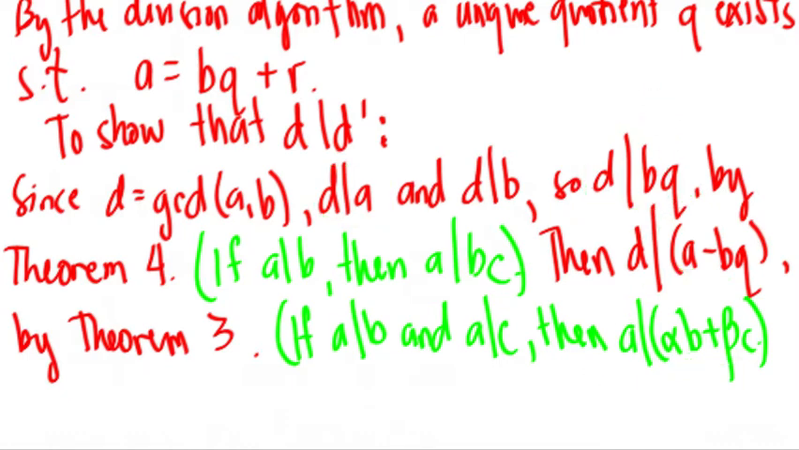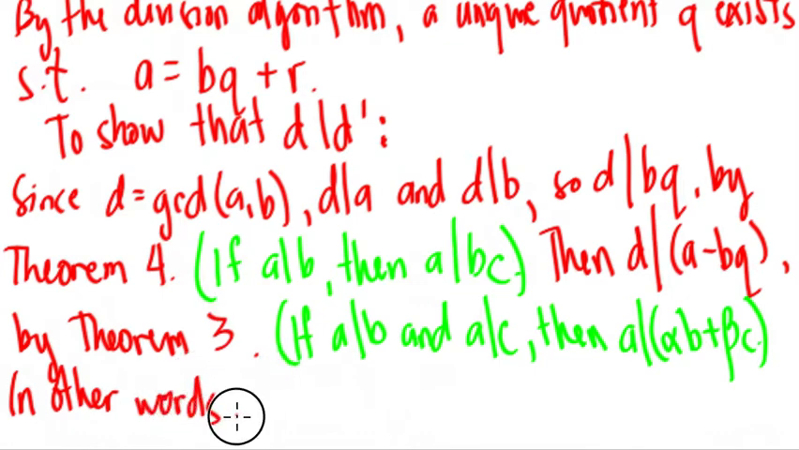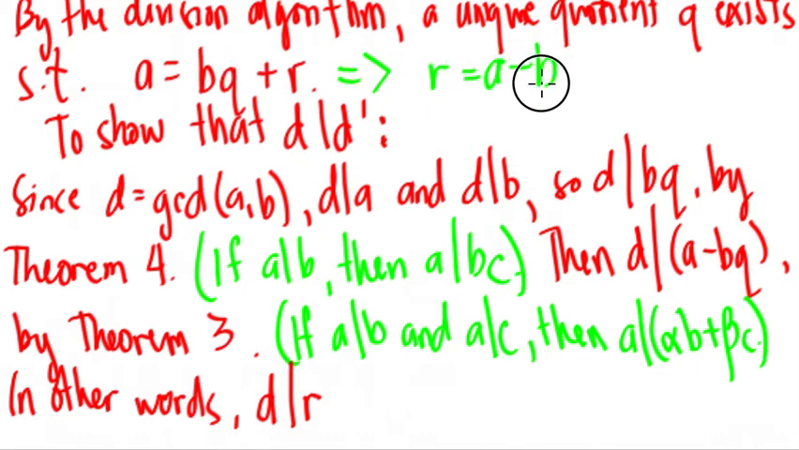So moving on, in other words, we say that D divides R. How does this become R? Because A minus BQ is equal to R. How did that happen, sir? Take a look at this. Let's transpose BQ to the other side. We have A minus BQ, meaning A minus BQ is just equal to R. That's why D divides R.